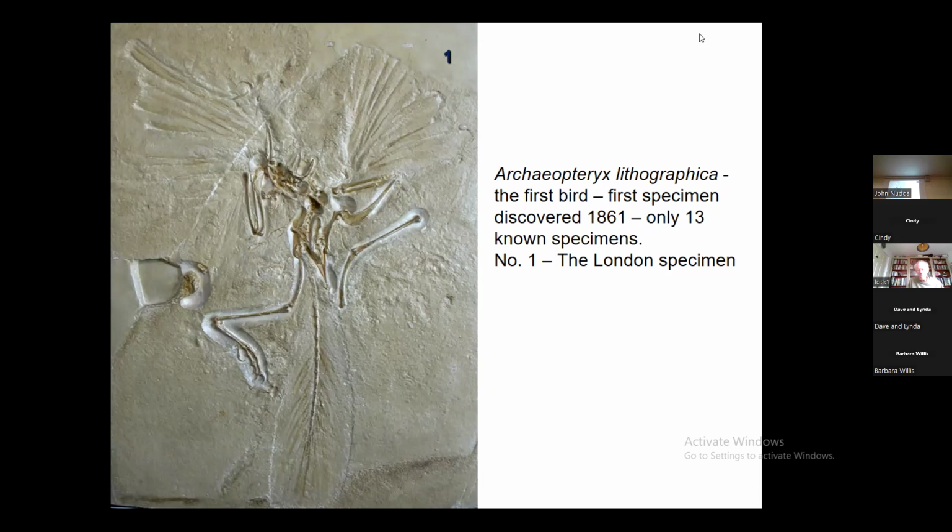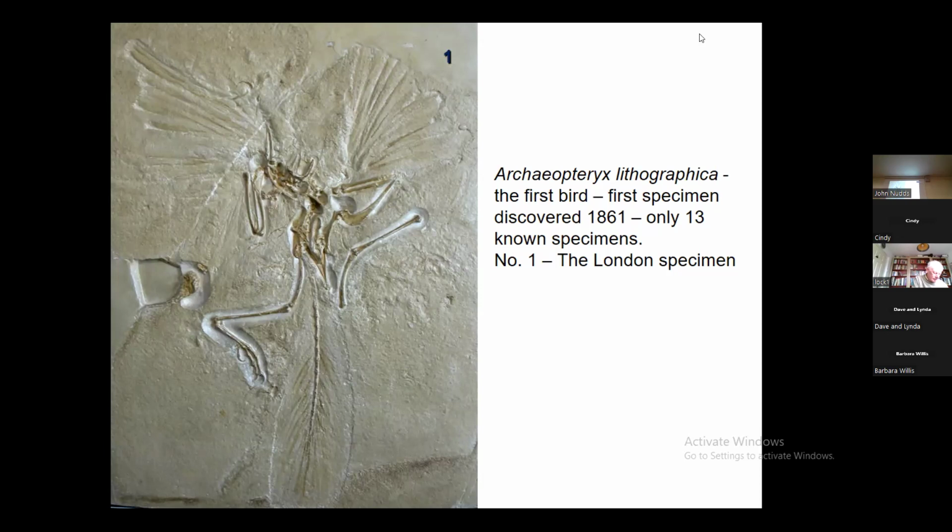This is number one, the London specimen. It's now on display in the Natural History Museum. It's only been on display in the last 10 years, maybe. They had it all those years without displaying it. But you'll see that this specimen has these lovely feathers preserved on the wings and the tail. And because it had feathers, when it was found at the time, birds were the only animals known to possess feathers, and so it was assumed that it was a bird.